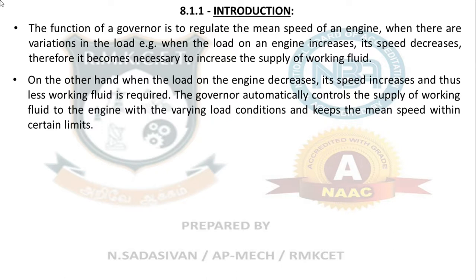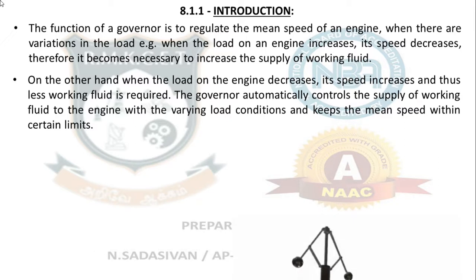When the load on the engine decreases, its speed increases. This is obvious, right? When you start removing the load, slowly its speed increases, so I have to control the increase in speed and bring it to some economical value. The governor automatically controls the supply of the working fluid to the engine under varying load conditions and keeps the mean speed of the engine within certain limits.